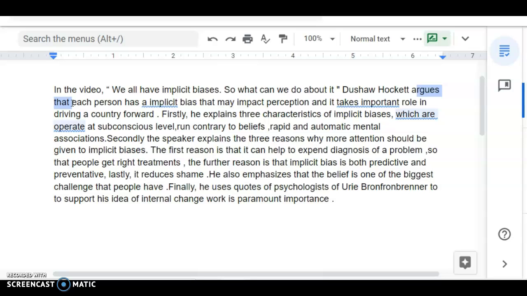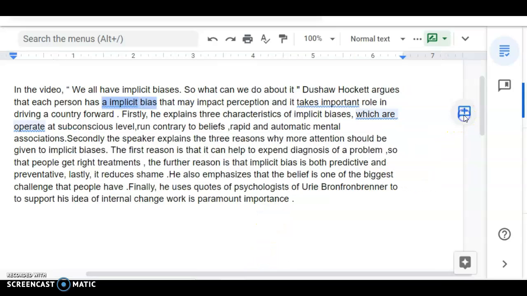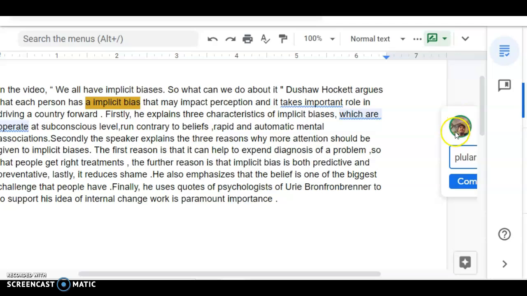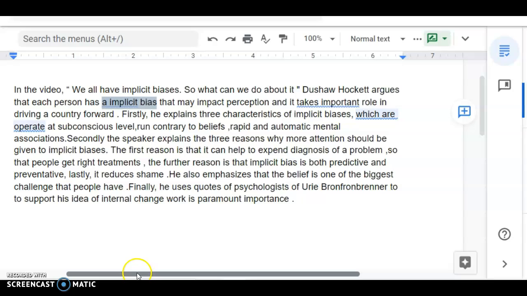Argues that each person has, I think you probably want to use the plural here. And in general, you would use the plural because he does talk about biases in general, right? So throughout this summary, you're better off using the plural. Plural. Each person has implicit biases that may impact perception.